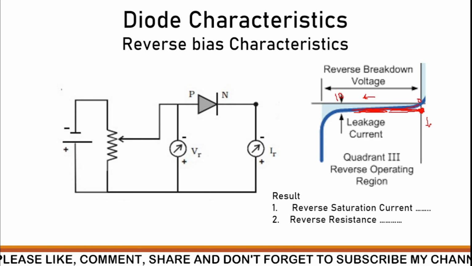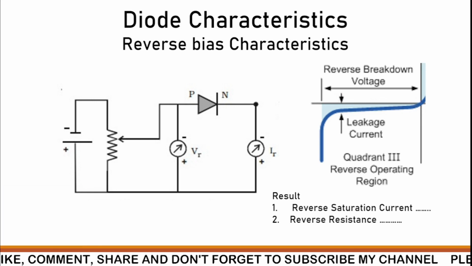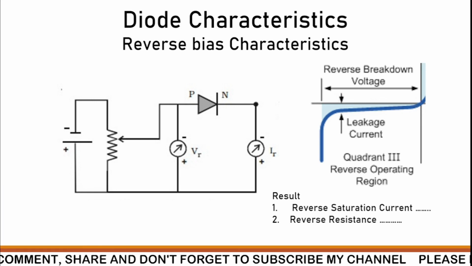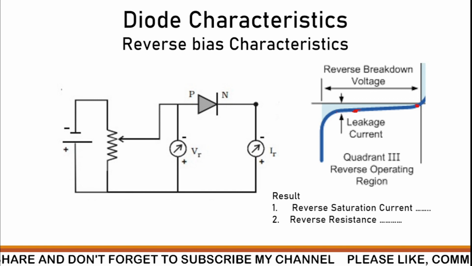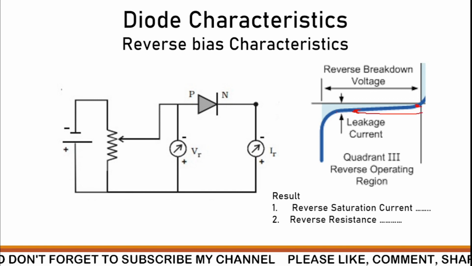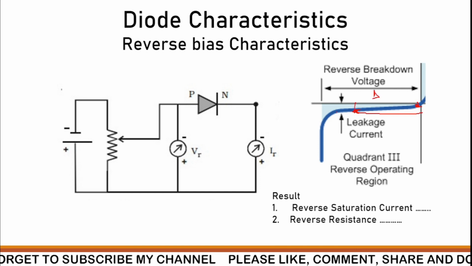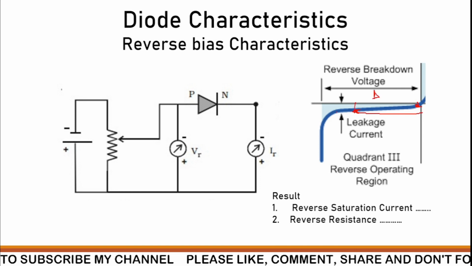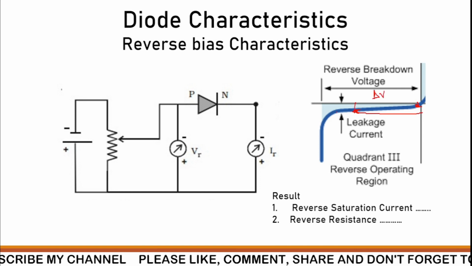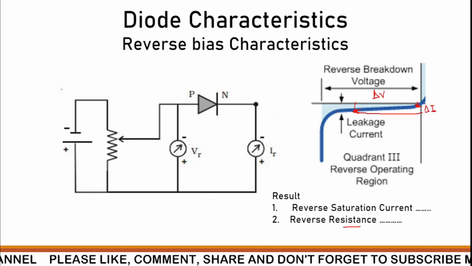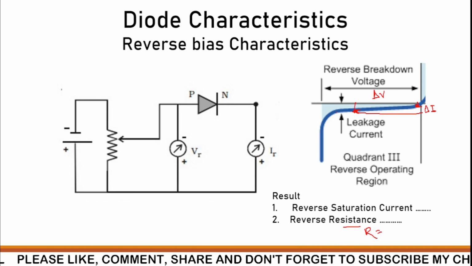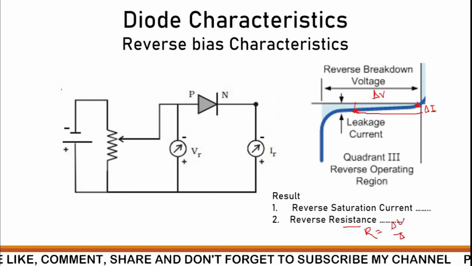And from that graph, how can we calculate the reverse resistance? For that purpose we need two values. If I take point 1 here and the next point here, and draw back to the y-axis as well as the x-axis, then I get delta V, the change in voltage, and delta I, the change in current. So according to this, the reverse resistance R is calculated as delta V upon delta I.